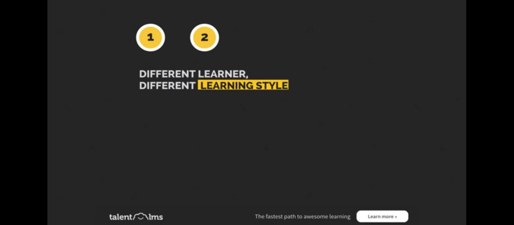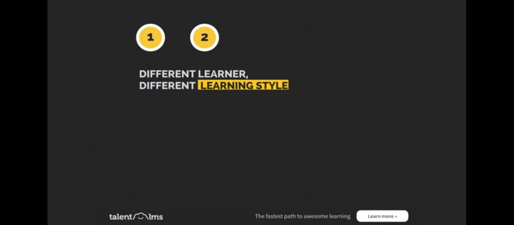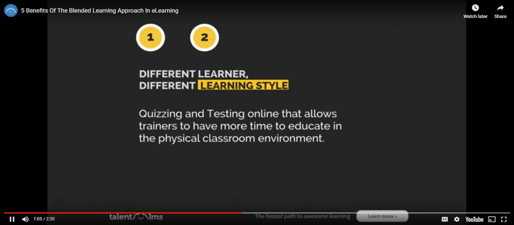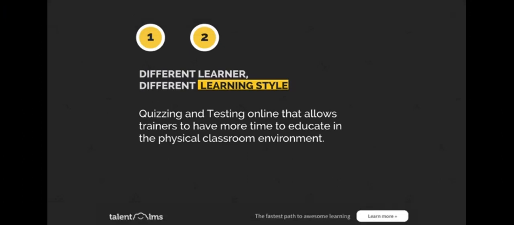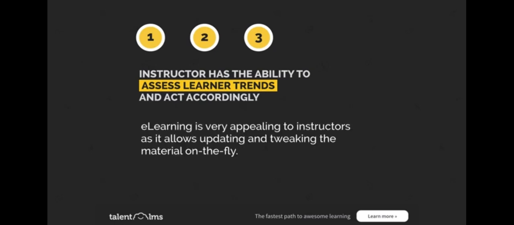Second, different learners have different learning style. Diversifying your teaching methods is a good way to approach the problems that arise when you offer an online course. Blended learning allows for students to take information home and have their own time to understand it without the pressure of keeping up with the rest of the class. Consider quizzing and testing online that allows trainers to have more time to educate in the physical classroom environment. Third, instructor has the ability to assess learner trends and act accordingly.